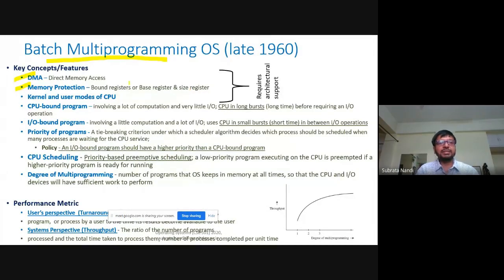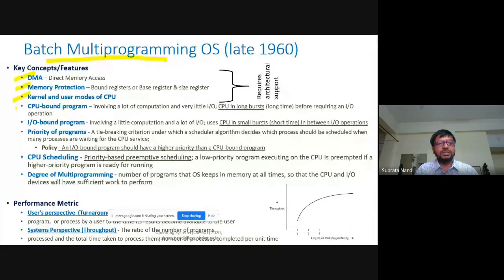Okay, and this is extremely important to protect other user processes and the kernel modules from getting corrupted. Now the kernel and user mode of the CPU is also important, because whenever a user process is willing to access some other resources, it will make a request via the kernel. So it will get into kernel mode and do so. So the kernel mode and user mode concepts start coming.